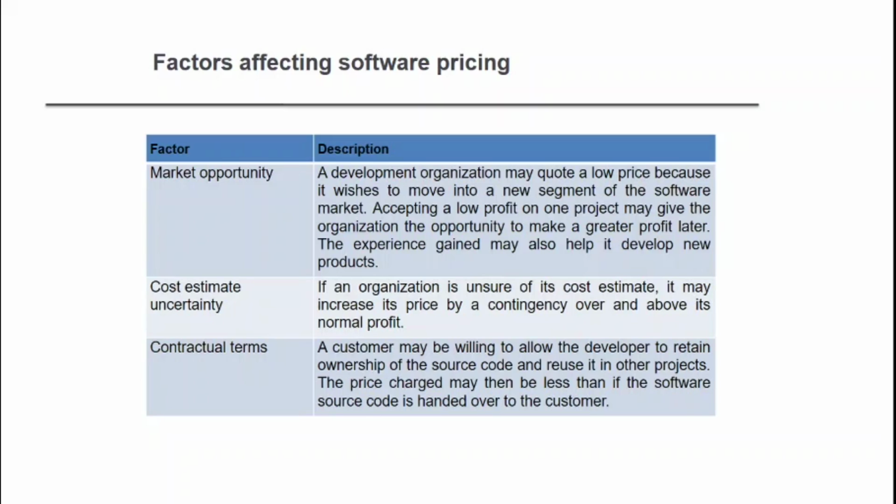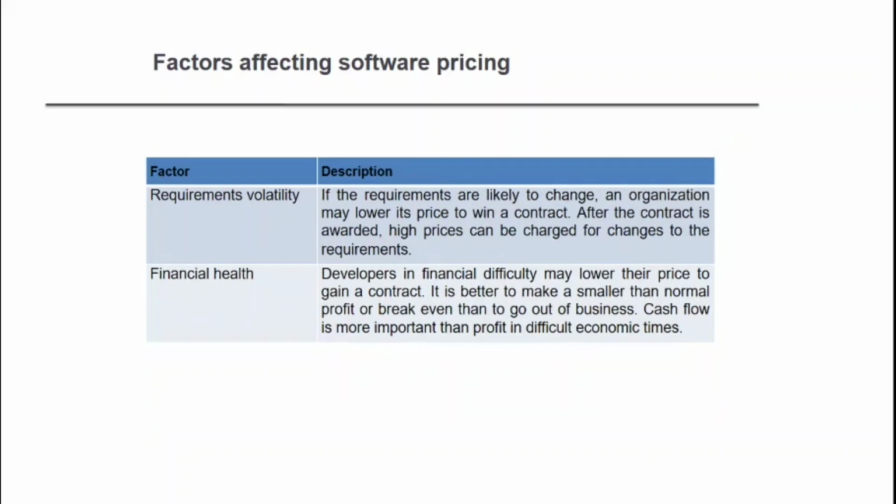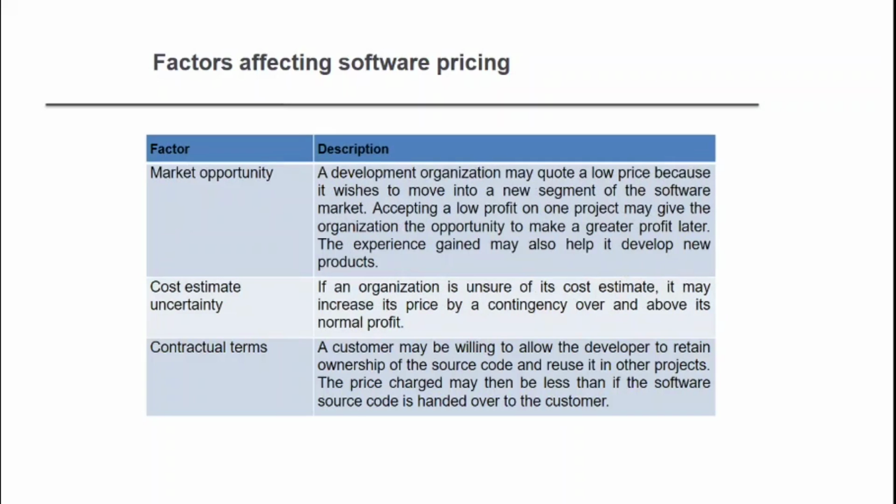Okay, so we'll see now what are the factors affecting the software pricing. One is market opportunities, second is cost estimate uncertainty, third is contractual terms, fourth is requirements volatility, and fifth is financial health. Ultimately all the projects are dependent on finance itself. So we'll see one by one the factors that affect the software pricing.